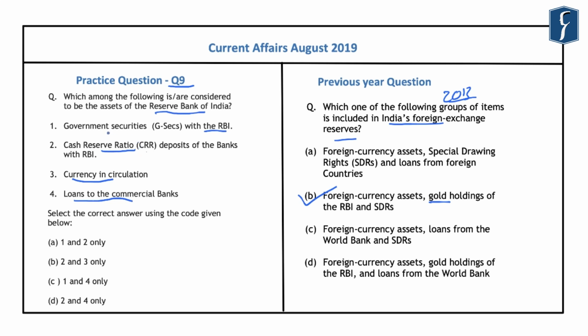And in this line, if you look at the options that are given in this question, the assets of the Reserve Bank of India include the government securities that are lying with the Reserve Bank of India. So the first is correct, and the other is the loans that are forwarded by the RBI to the commercial banks. And as such, statements 1 and 4 are correct, and the correct answer here is C, that is 1 and 4 only. The cash reserve ratio deposits of the banks with the RBI is not an asset of the Reserve Bank of India. And again, the currency that is in circulation is also not an asset of the Reserve Bank of India.